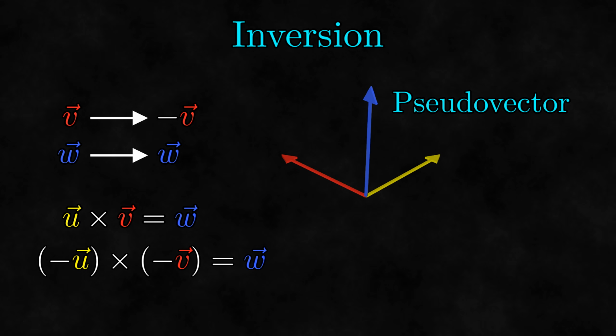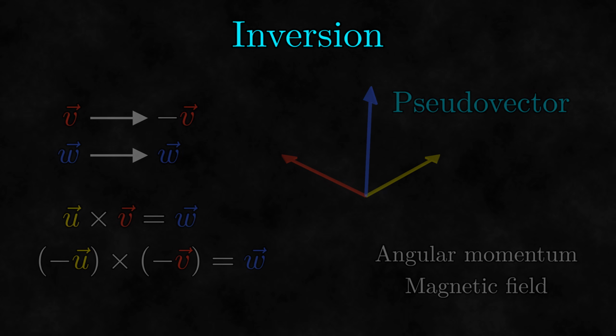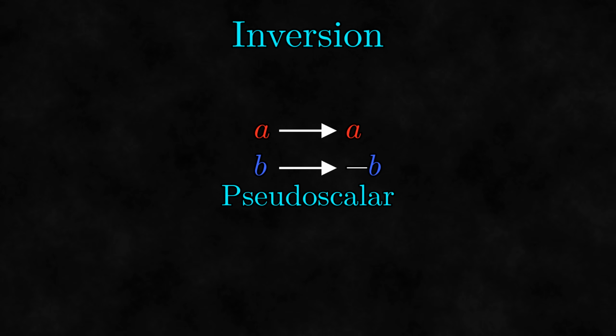Some examples of pseudovectors in physics are angular momentum and the magnetic field. Whenever you are doing certain transformations like inversions and reflections, you need to keep track of whether your vectors are true vectors or pseudovectors so that you get the correct results. There's something similar with scalars too. Scalars, not having any vector components, should not change sign under an inversion. However, some scalars change sign anyway. The scalars that do change sign under an inversion are called pseudoscalars.